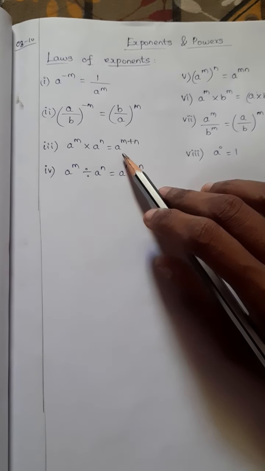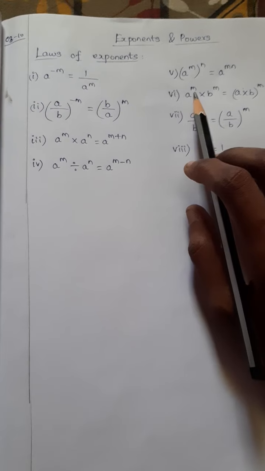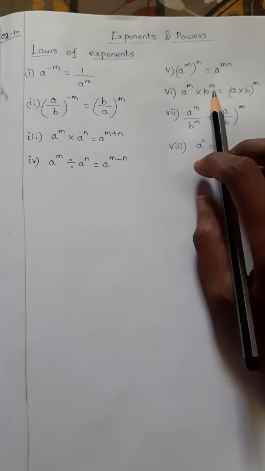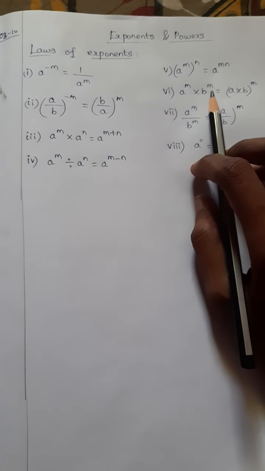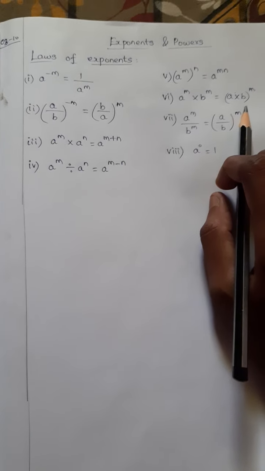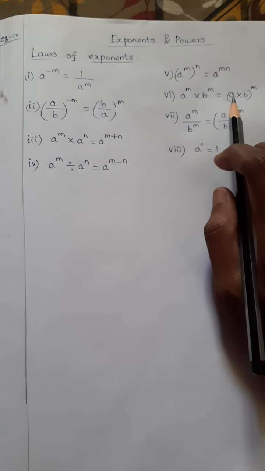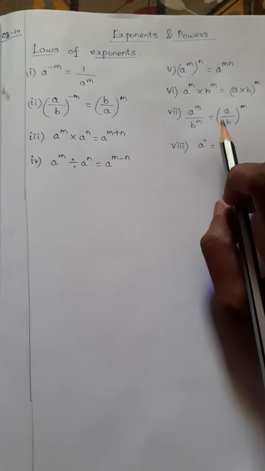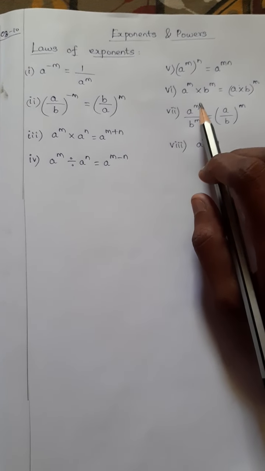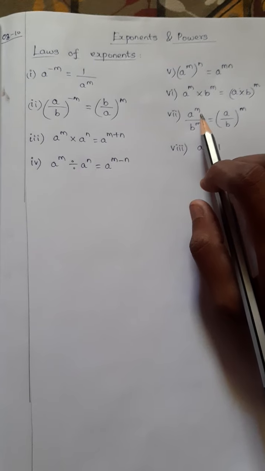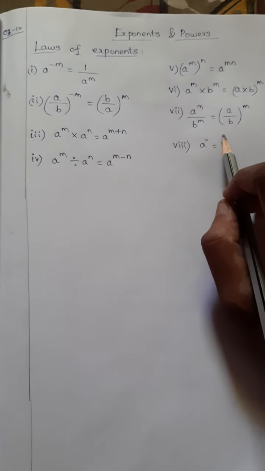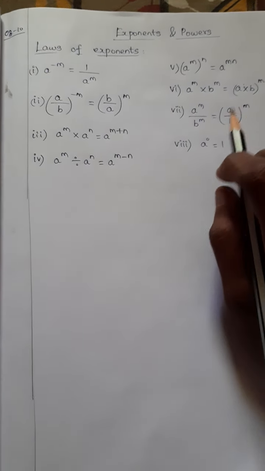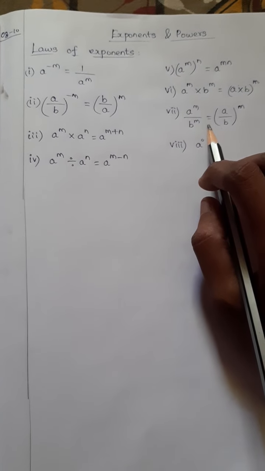Okay, there is no doubt in this. Here, if the powers are same, then what are you going to do? Multiply the bases, then apply the power. Multiply the bases a into b, then apply the power m. Similarly, if the powers are same in division, do the division and then apply the power. Okay, this is the next rule.